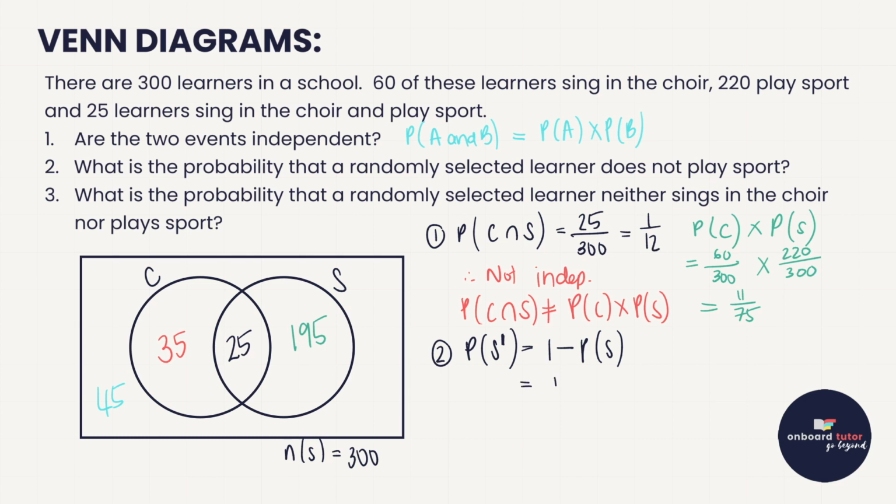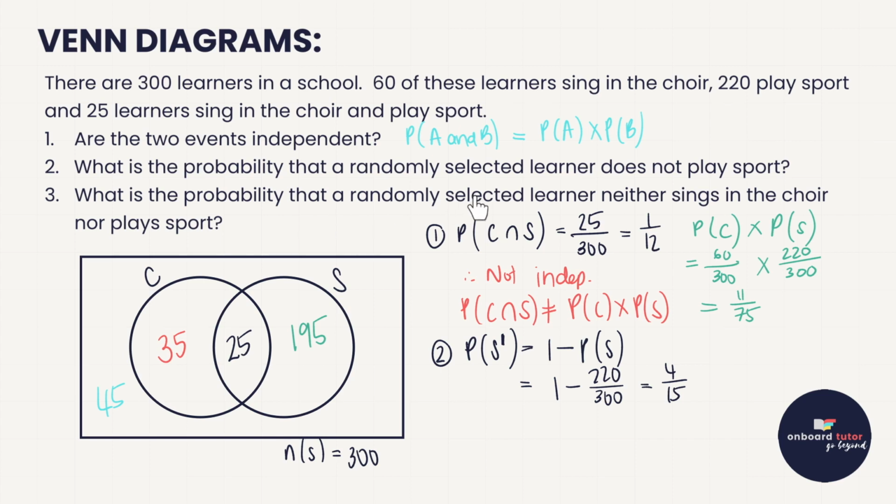So let's do this version here. Probability of 1 minus. We know 220 learners play sport, so 220 over 300. And so that gives us a probability of 80 over 300, which simplifies to 4 over 15.